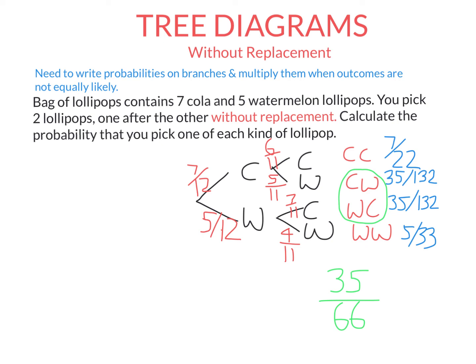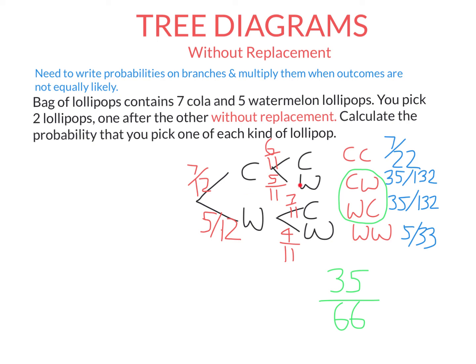So we saw on the previous video, when this exact experiment was done with replacement, the probability of getting one cola, one watermelon was 35 over 72. So the probability of getting one cola, one watermelon is slightly higher when this is done without replacement. But with and without replacement tree diagrams are exactly the same, except the probabilities on the second stage are a little bit different. Other than that, the process is the same.